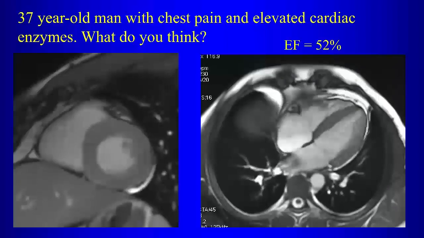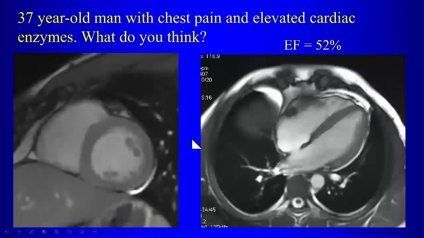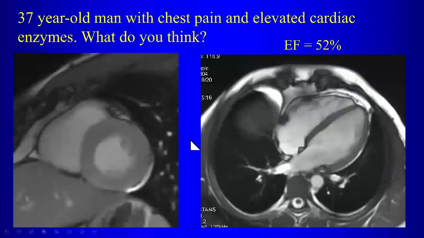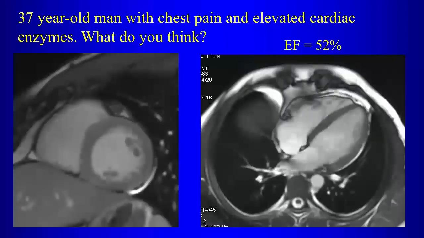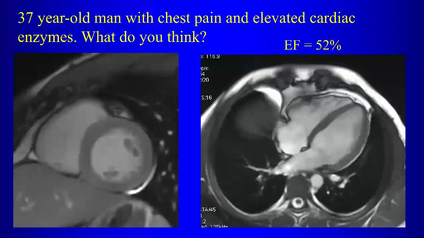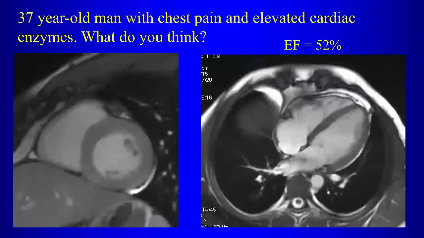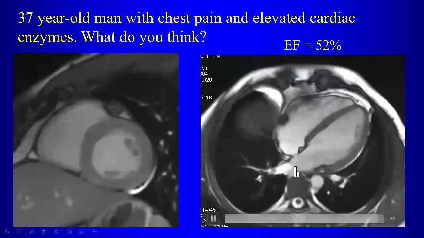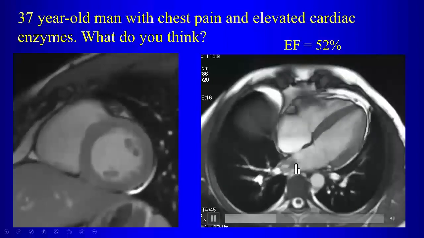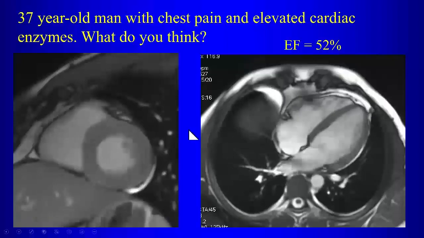Okay. So with chest pain and elevated cardiac enzymes, what are we going to be concerned about? Yeah, sure. You're going to be concerned about myocardial infarction. So if this patient is on your MR scanner, what are you going to do next? Right, so you want to see what happens with myocardial delayed enhancement, right?